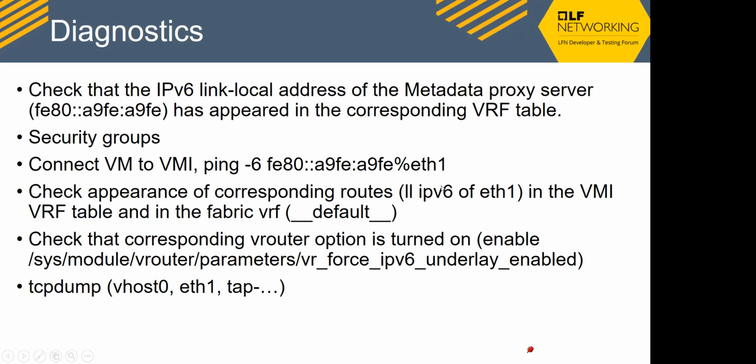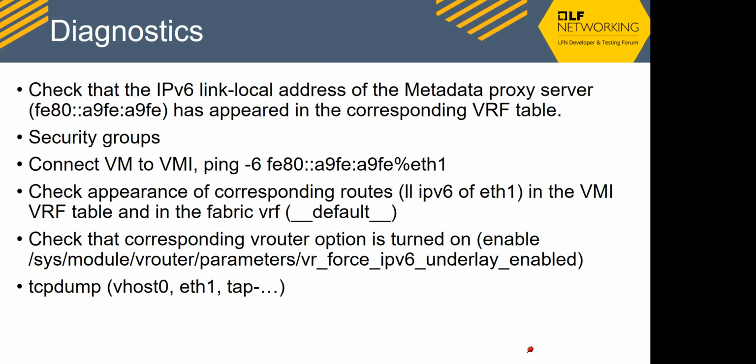And finally, I summarized main 6 points which arise during usage of metadata server. So they are listed here on the slide. First of all, it is necessary to check that the IPv6 link local address of the metadata server appears in the corresponding VRF table. It can be checked using TF-GUI. Then it is necessary to check that security groups of the connected interface allow incoming and outgoing packets. Then it is necessary to check the connection from VMI with ping.